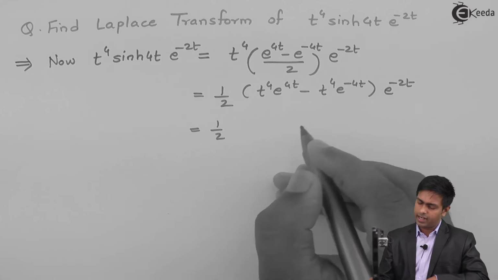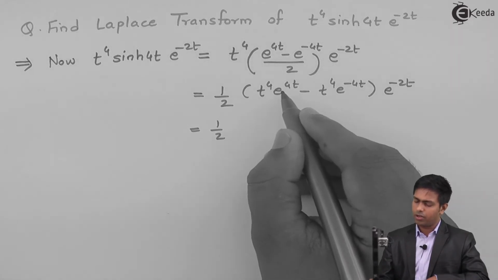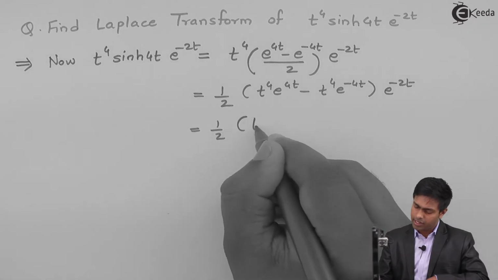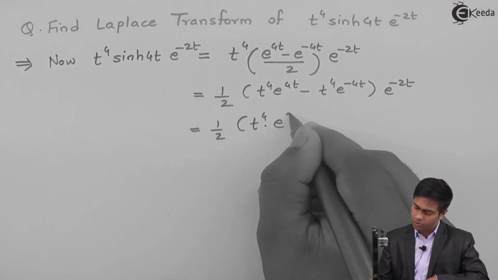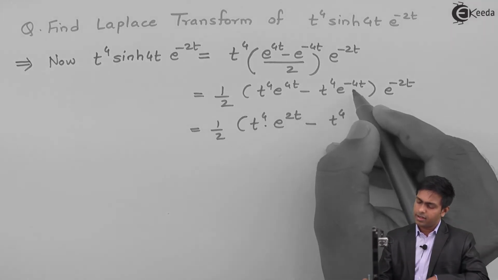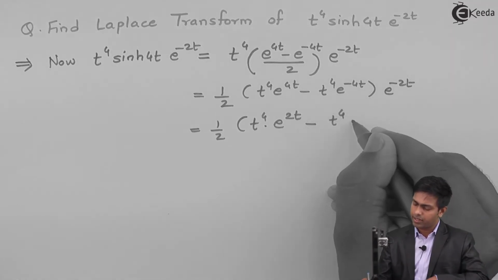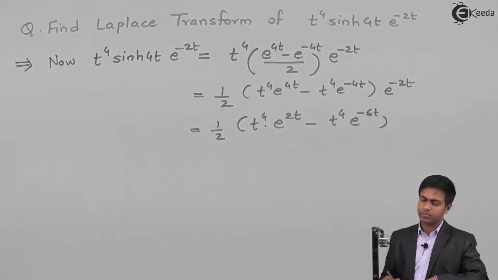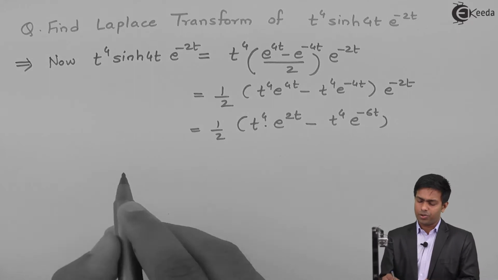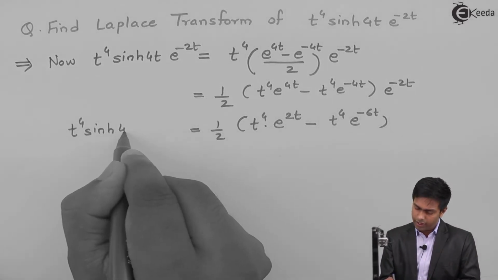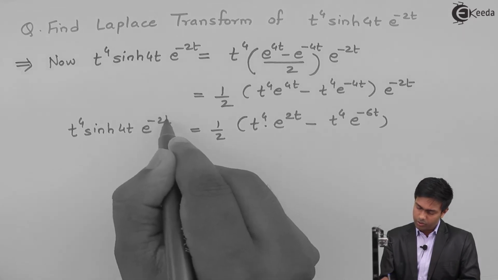When it goes inside, we will get t raised to 4 into e raised to 4t into e raised to minus 2t, that is t raised to 4 into e raised to 2t, minus t raised to 4 as it is, and the multiplication of these two terms is e raised to minus 6t. So this is the simplification of t raised to 4 hyperbolic sine 4t e raised to minus 2t.